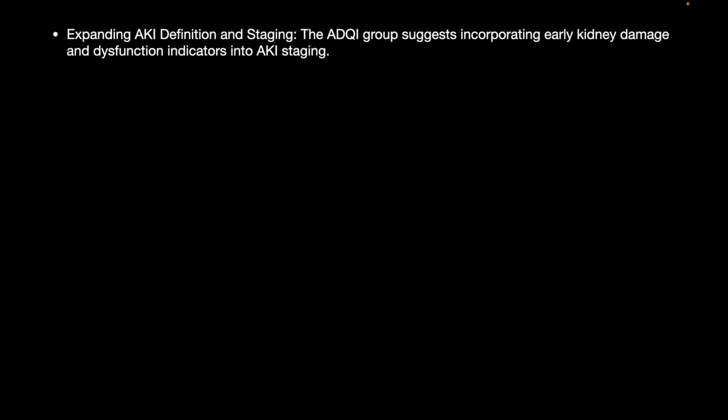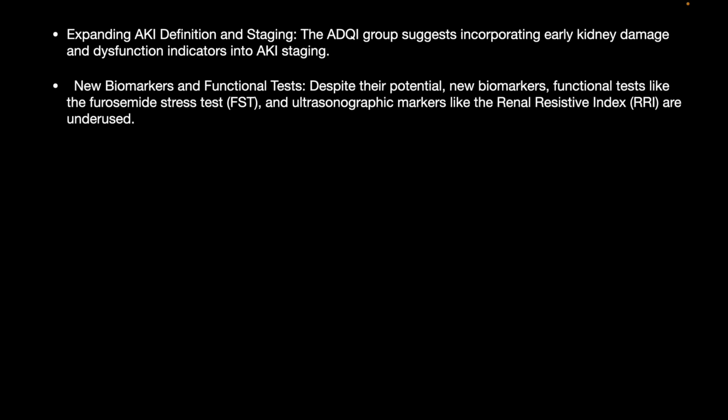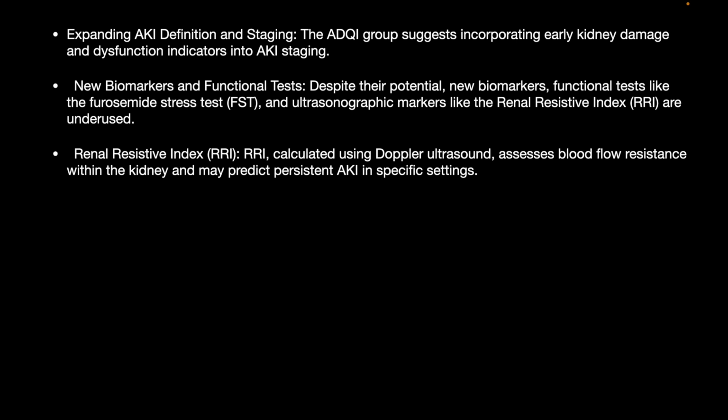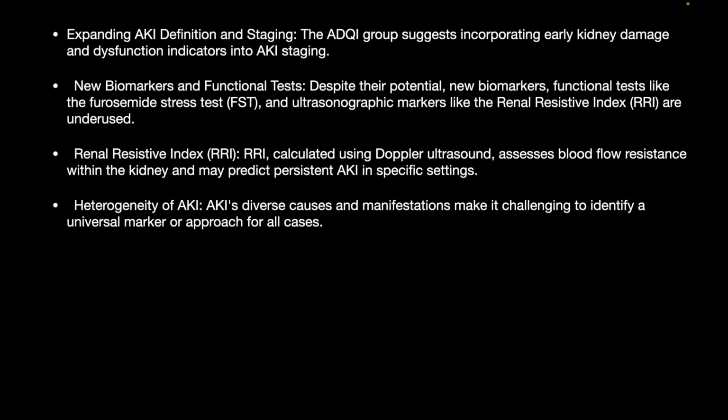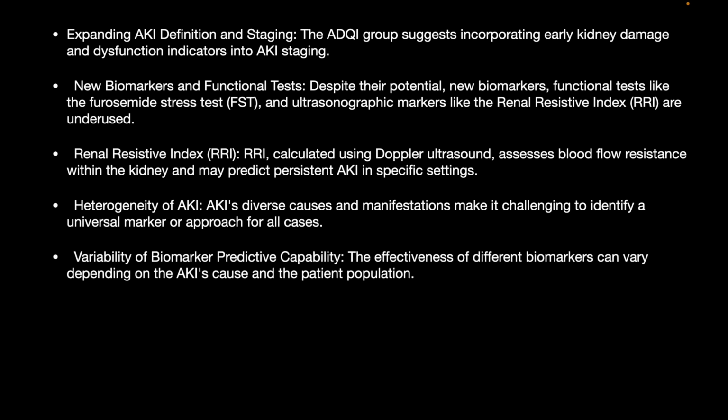Now, how do we expand the AKI definition and staging? The ADQI group suggests incorporating early kidney damage and dysfunction indicators in AKI staging. Despite their potential, new biomarkers, functional tests like the furosemide stress test, and ultrasound markers like the renal resistive index are still underused for these purposes. Renal resistive index is calculated using renal Doppler, assessing blood flow resistance within the kidney, and can predict AKI in specific settings. AKI's diverse causes and manifestations make it challenging to identify a universal marker and approach for all cases.